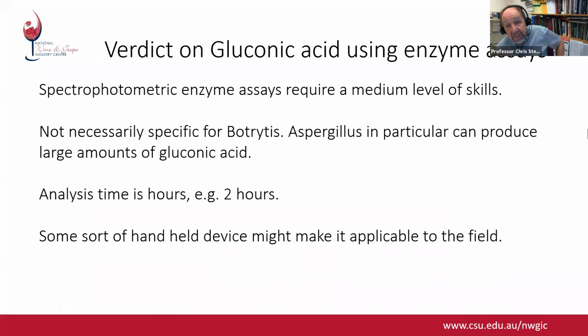So gluconic acid enzyme kits require a medium level of skills, not necessarily specific for botrytis. Analysis time, pretty quick. The assay might take 30 minutes to run, but you might need to do some sample prep beforehand, and maybe applicable for a field situation.